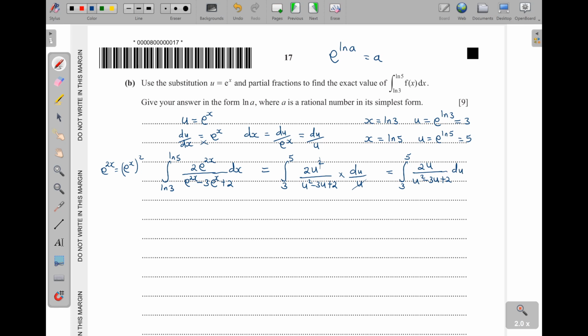So they said somewhere that we use also partial fractions. But now what we see in the denominator is a quadratic expression. But this one is factorizable. The product is 2, so you look for two numbers that when you multiply them, they give you 2, but when you add them, they give you negative 3. So that is negative 2 and negative 1. So this is going to be the integral of 3 to 5, then 2u out of u minus 2, and then u minus 1, with respect to u.